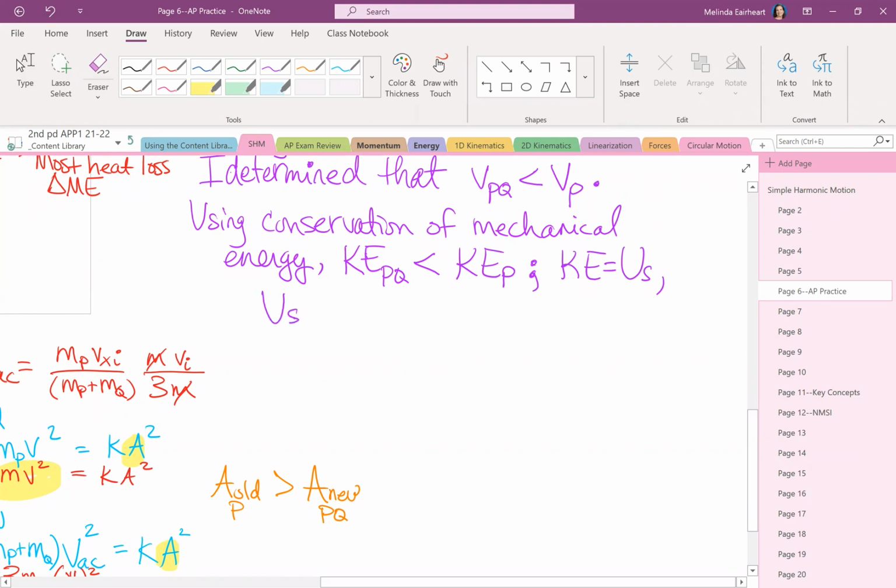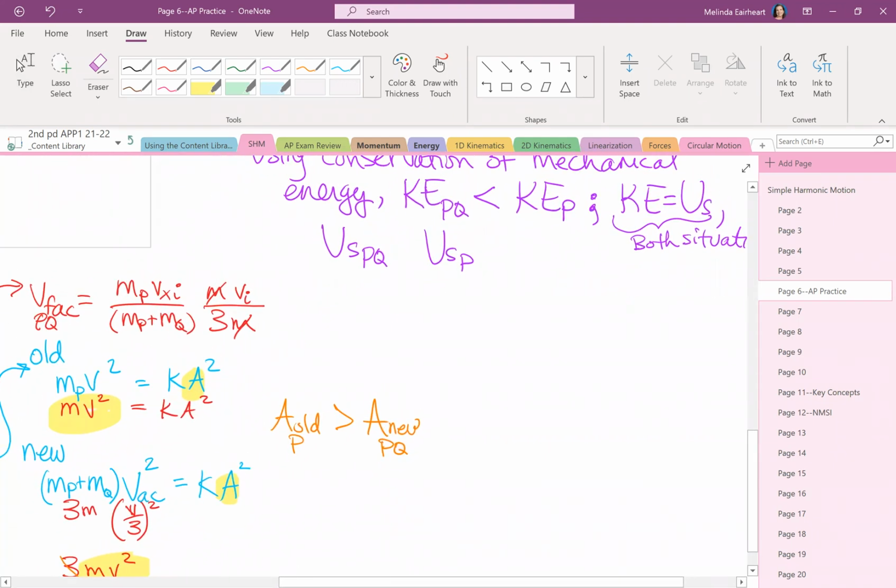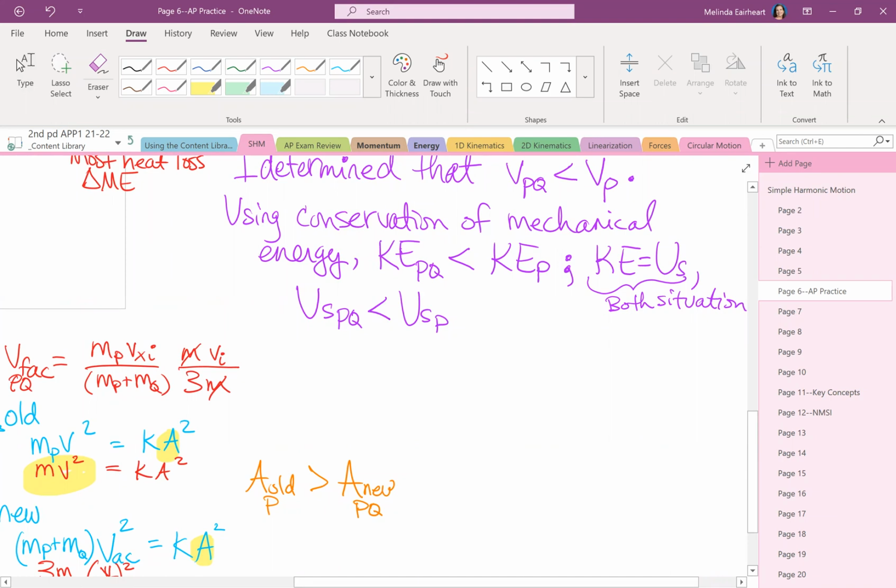And so the elastic potential energy of PQ would be what compared to the elastic potential energy of P alone? Well, yeah, this is applying to both situations. But then when you compare just elastic to elastic, our new PQ elastic potential energy would be, well, whatever your kinetic energy would be, so it should be less than.